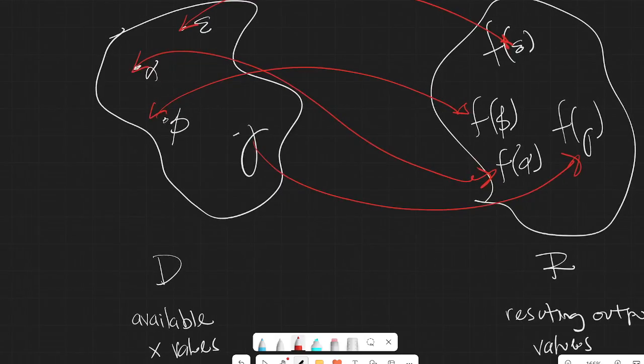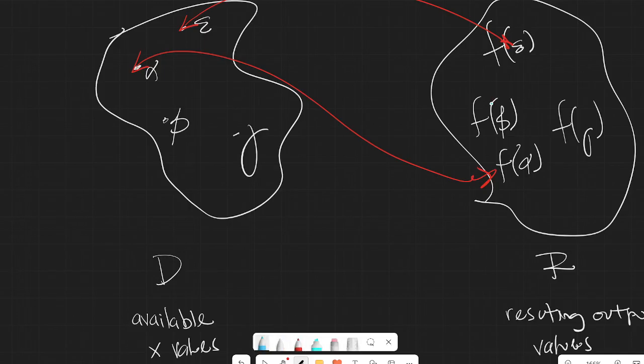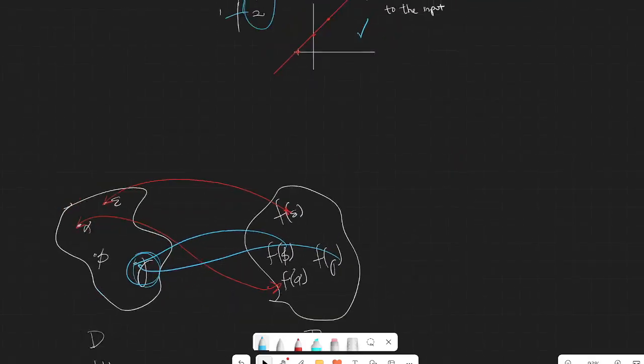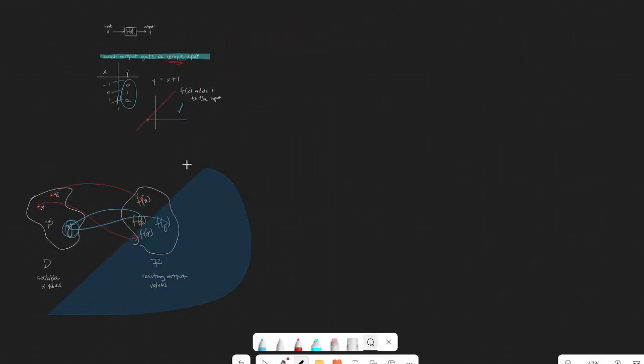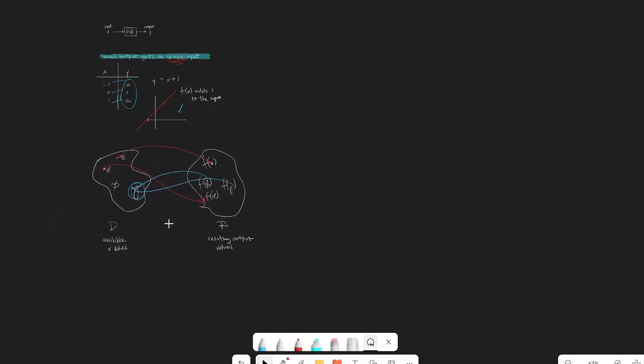Now, what we don't have is two outputs sharing the same input, right? We don't have this situation happening where they're both sharing one of these, because then it wouldn't be unique anymore. And so I just wanted to make those points clear as a continuation from the last video about domain and range. And if you haven't seen that yet, go check it out.